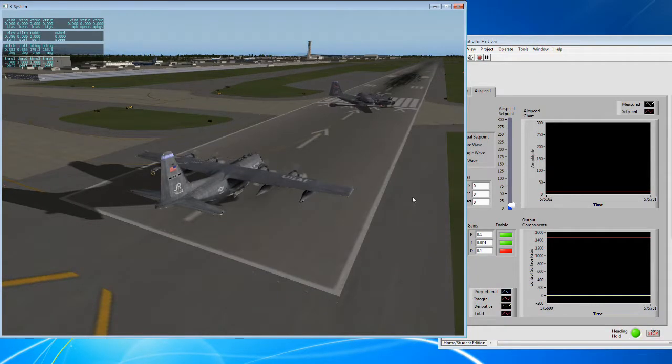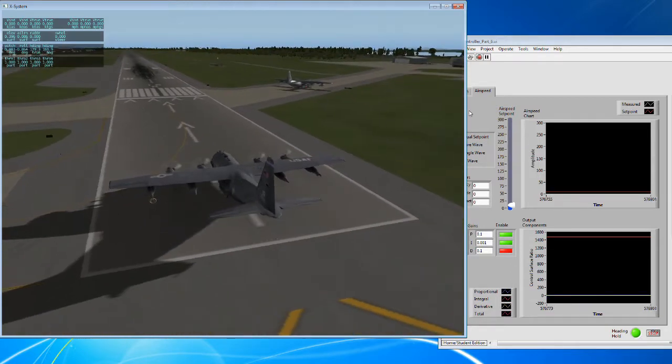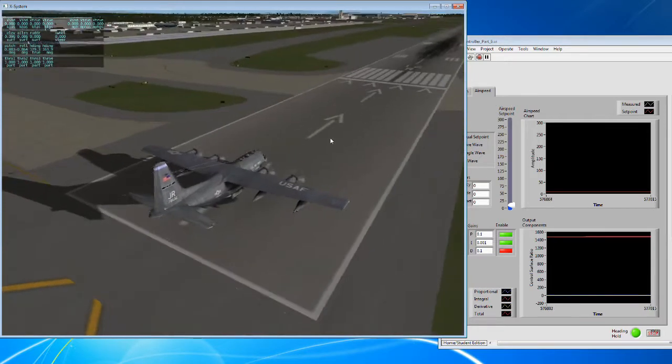Here's another example of integral windup. We've got our C-130 sitting on the runway here, and what we'd like to do is just gently taxi it down the runway. We want to do a taxi test, a ground handling test of some sort. So we just want to go down the runway at 10 knots. So I've set my set point to 10 knots. We've got the brakes applied. We're just waiting there for that other aircraft to get out of the way.